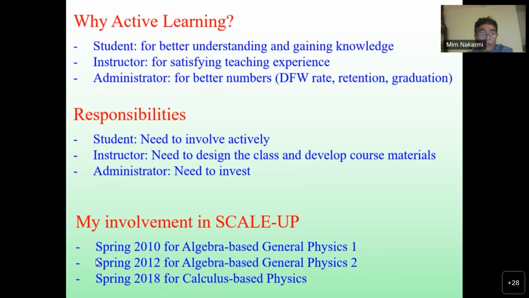And same thing I did, I developed the materials, I designed lots of hands-on activities, group work. And after that, I also implemented this for the calculus-based physics in 2018. And I also co-taught with other instructors in my department, and some of them are now teaching in the scale-up.